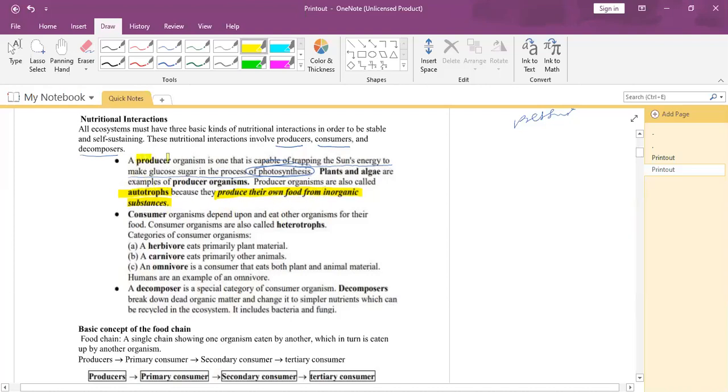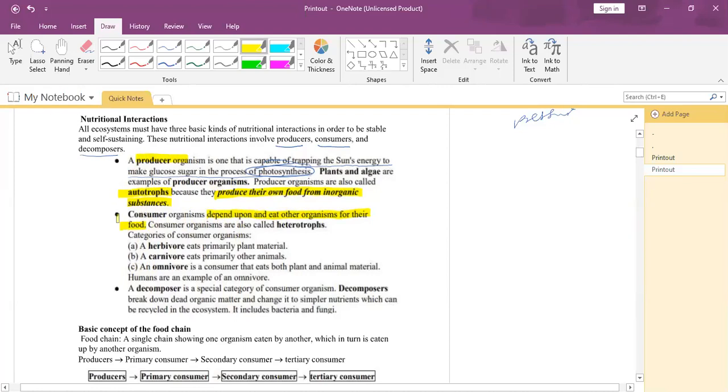Producers. So remember, producers. Then the second one is a consumer. The consumer organisms depend upon and eat other organisms. So they depend on other organisms for their food.